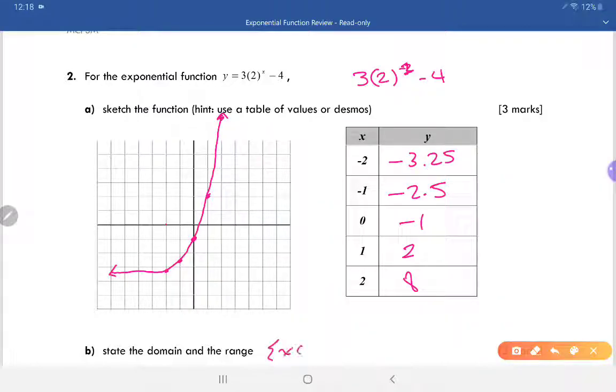Domain is simply x belongs to all reals because it does go left and right forever. And the range is y belongs to all reals, except because -4 is the lowest spot it can ever hit, we would say y is greater than, not equal to, just greater than -4. I don't think I'm going to have a question like that on the quiz, but it is just a review of what we did in the first unit of the course.